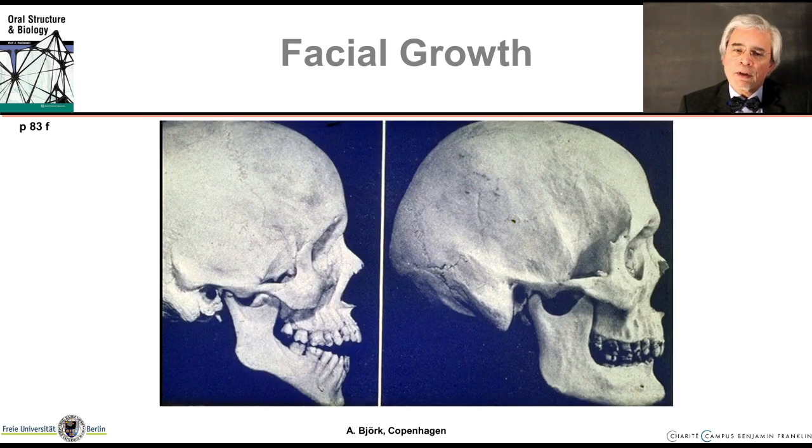And here you can see two extremely differently growing individuals from the skull collection of Arne Björk in Copenhagen. On the left, a skeletally open bite, and on the right, a deep bite. As you see, the skull configurations are clearly different. Let us first look at the right skull. That is a skeletally deep bite. It is not only about the bony shape, it's also about the question what type of person has or had the skull. On the right, the temporal fossa is clearly deeply pronounced.